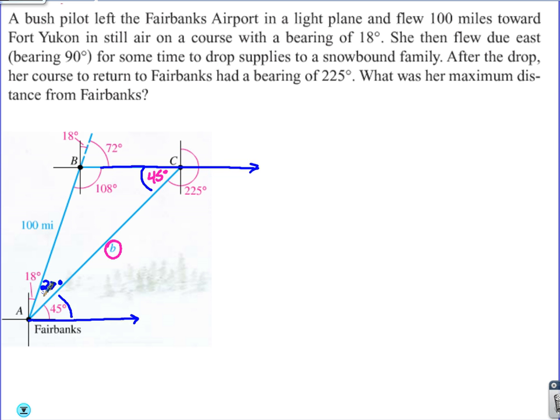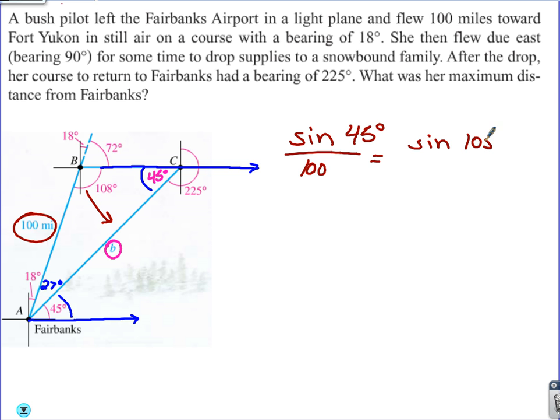So now that we've got all that, we didn't need all that, but now that we have all that, law of sines from the previous lesson. Let's start with our key. We know that this is 100 miles. So 45 goes across from 100. The sine of 45 over 100 equals, let's see, what are we looking for? The B, the sine of 108 over B. And that's how you're going to find that distance.